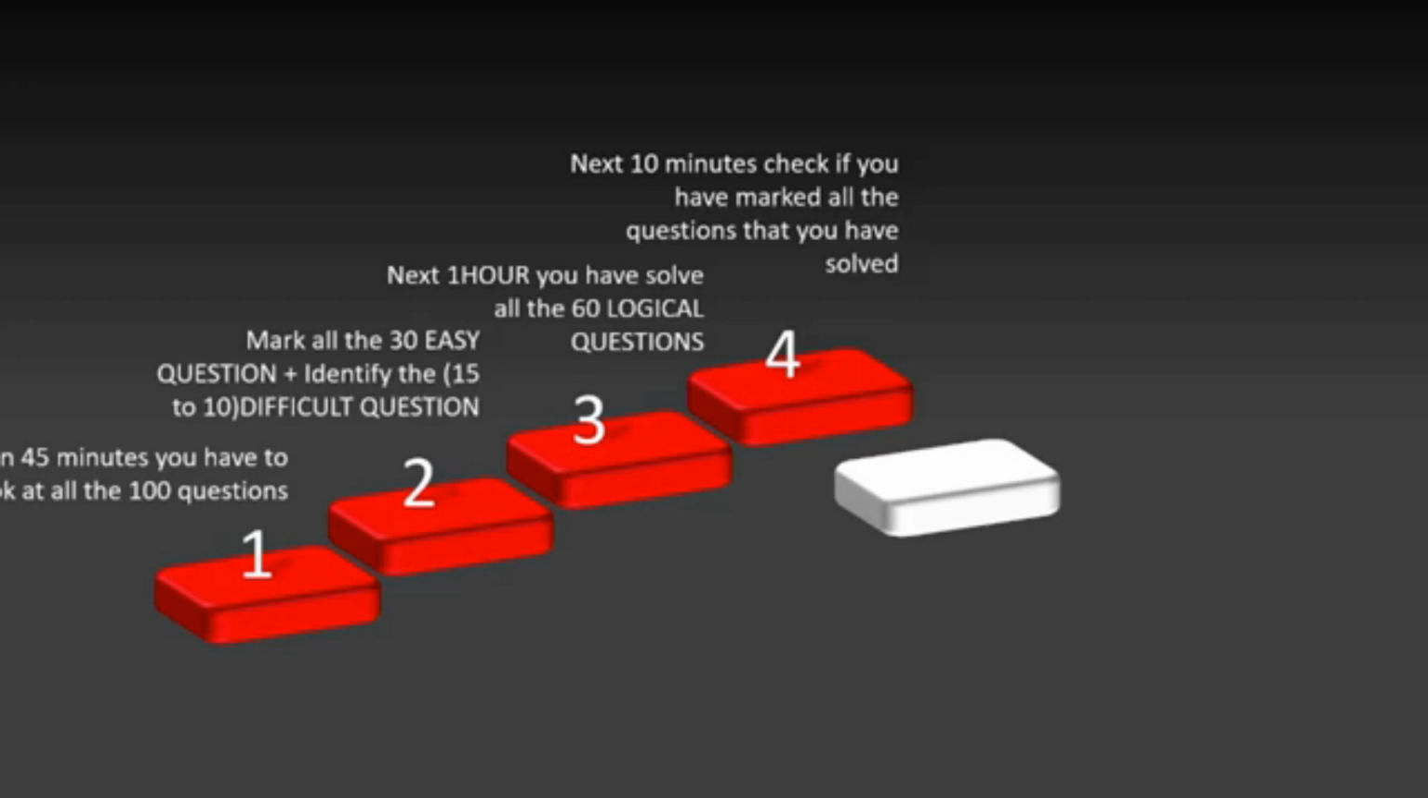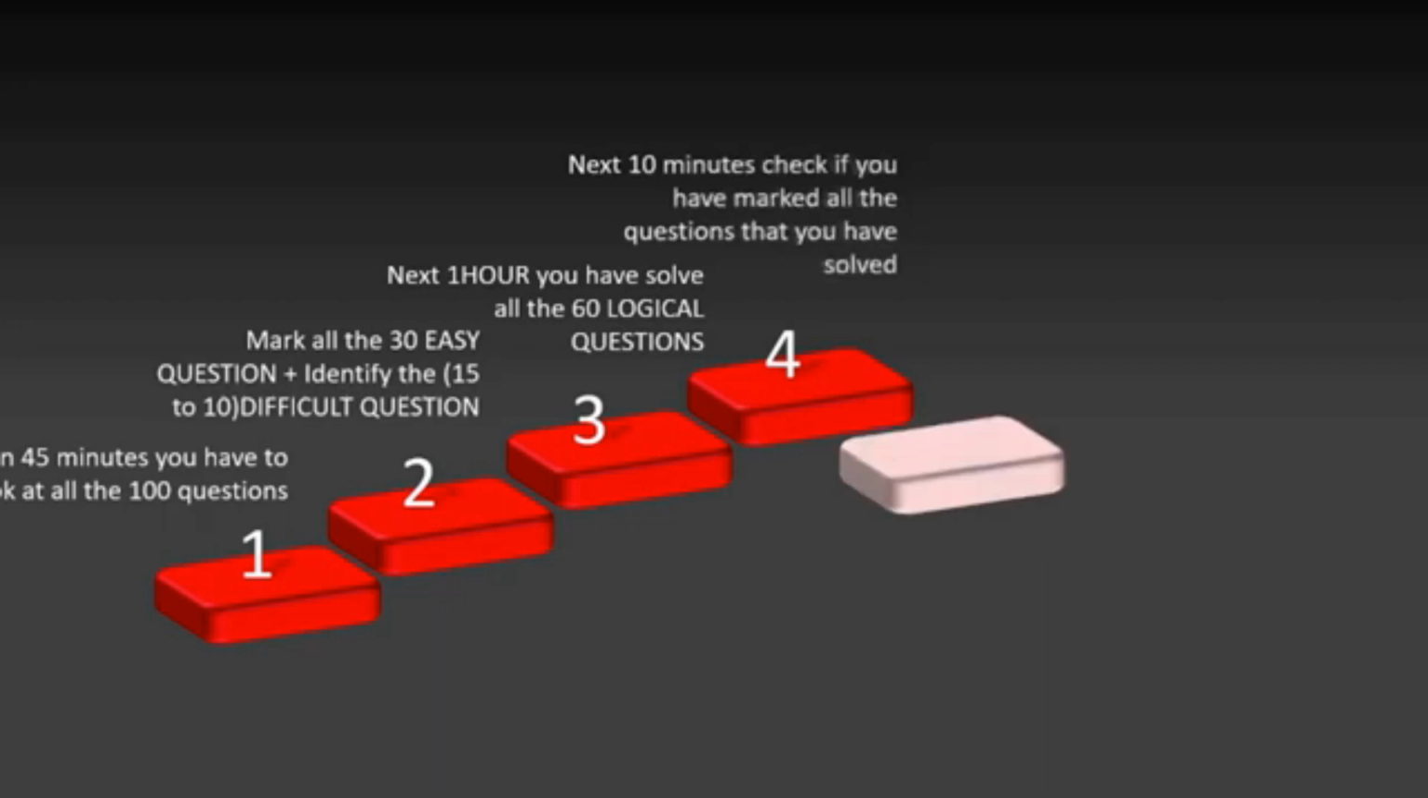In the next 10 minutes, you have to check through the whole paper. Sometimes what happens is that we would have marked a very easy question in the question paper, but not marked it in the OMR sheet. Sometimes it does happen. So in the last 10 minutes, you have to check randomly, and fast. You have to be very thorough whether you have gone through all the questions, and not left even a single question that you have marked in the question paper.